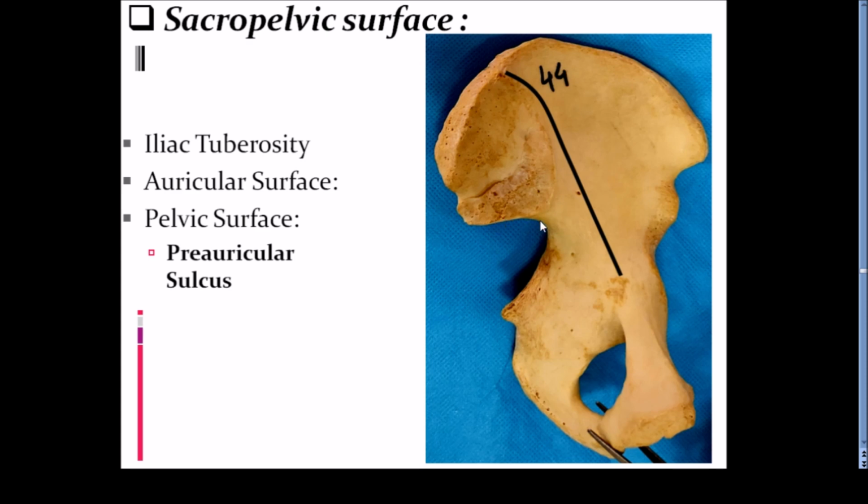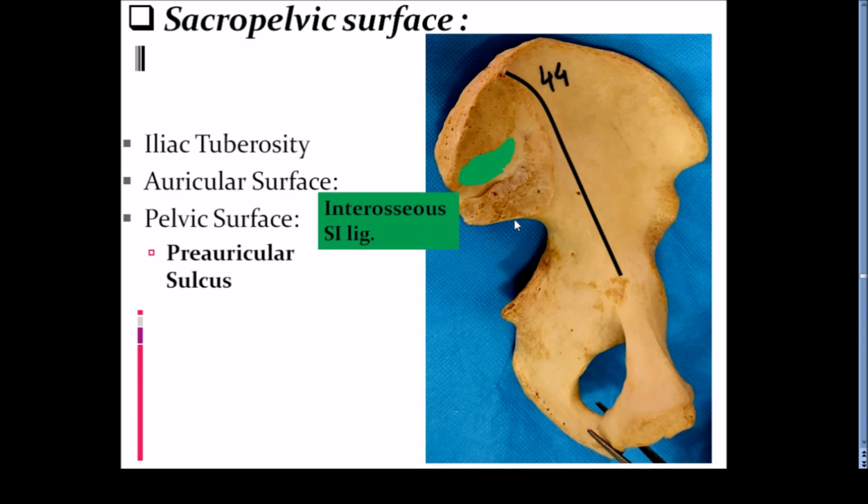Along the upper border of this is the greater sciatic notch. On this area, the surface is marked by a sulcus. This sulcus present on the upper border of the greater sciatic notch is known as the pre-auricular sulcus. This sulcus is deeper in females than in males. So this is the sacropelvic surface.